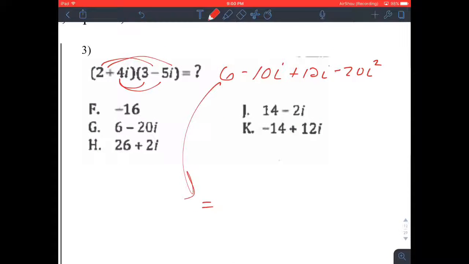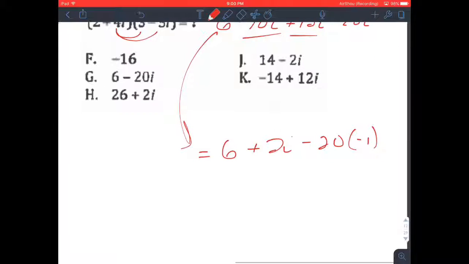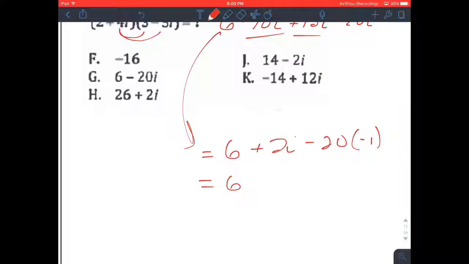So that's going to be 6, and then negative 10i plus 12i is a plus 2i. And then i squared over here is negative 1. So that means this is 6 plus 2i plus 20, which is 26 plus 2i, which is answer H.